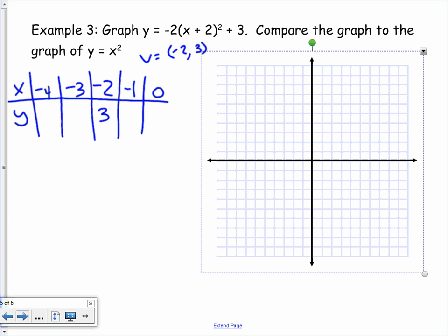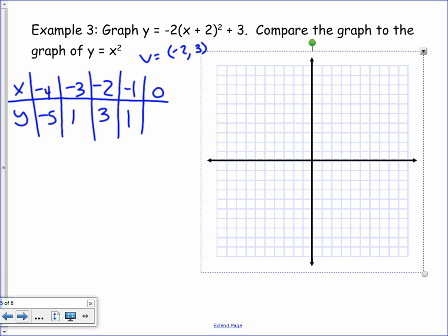-4 plus 2 is -2. -2 squared is 4. 4 times -2 is -8. And -8 plus 3 is -5. -3 plus 2 is -1. -1 squared is 1. -2 times 1 is -2. -2 plus 3 is 1. Next, -2. That's 0. 0 squared is 0. 0 times -2 is 0. And 0 plus 3 is 3. So that was correct as the vertex. -1 plus 2 is 1. 1 squared is 1. 1 times -2 is -2. And -2 plus 3 is 1.